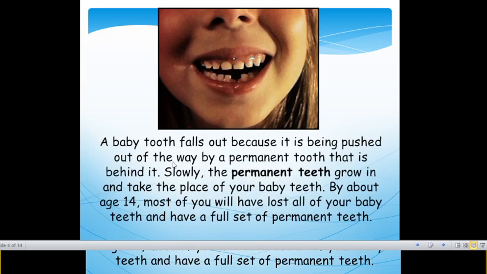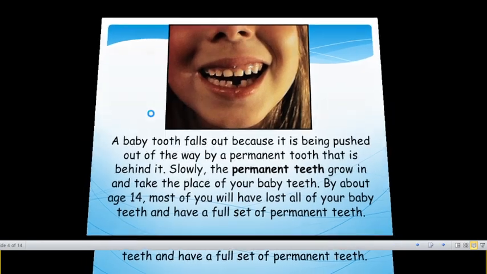The baby tooth falls out because it is pushed out of the way by a permanent tooth, and slowly this permanent tooth grows and takes the place of your baby teeth. By the age of 14 years, most of your baby teeth will be lost and the full set of permanent teeth will be present.